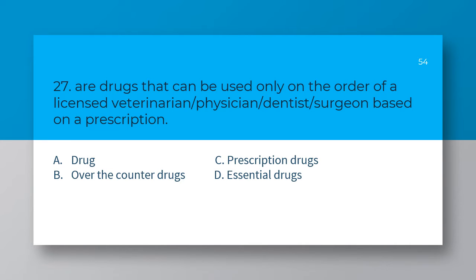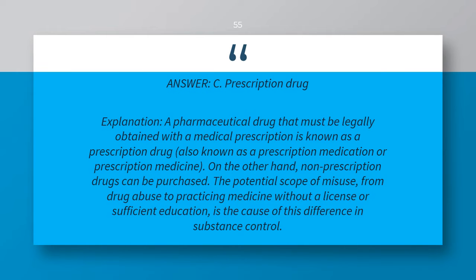Number 27. Are drugs that can be used only on the order of a licensed veterinarian, physician, dentist, or surgeon based on a prescription? Answer is C. Prescription drug.